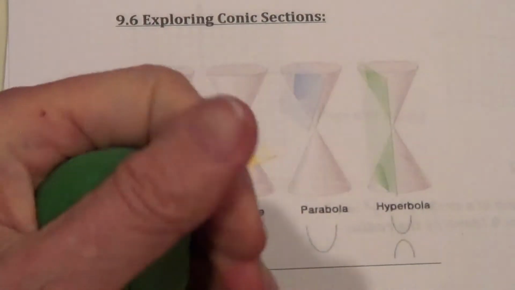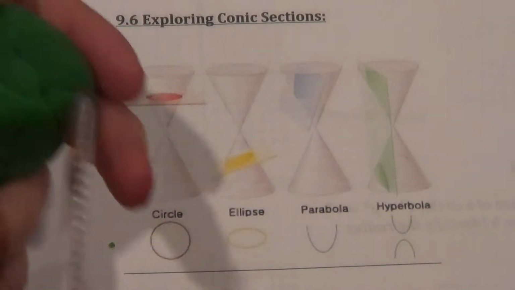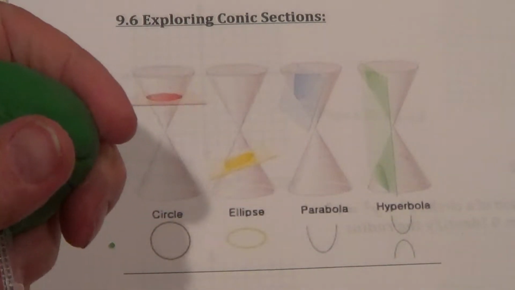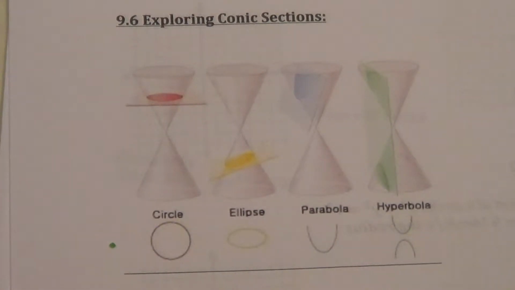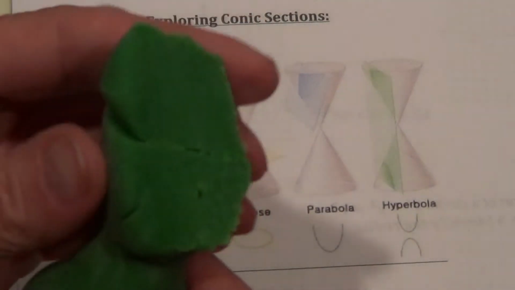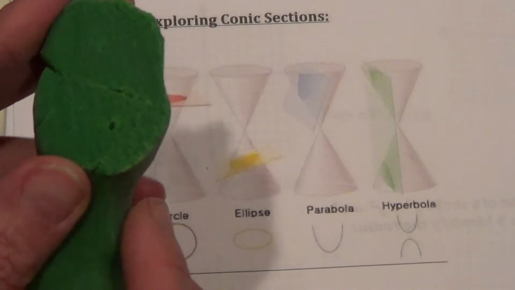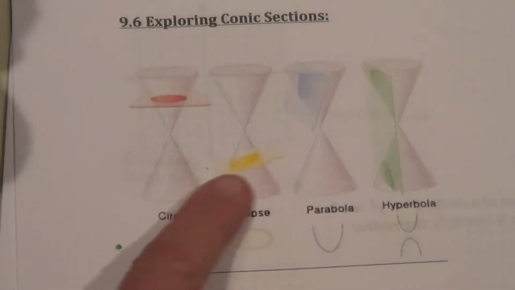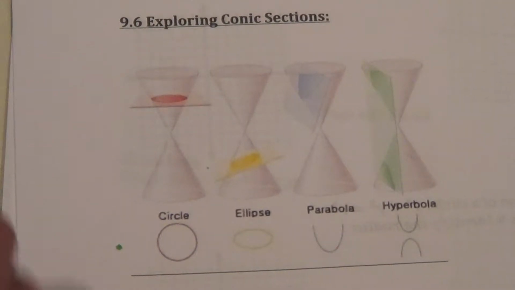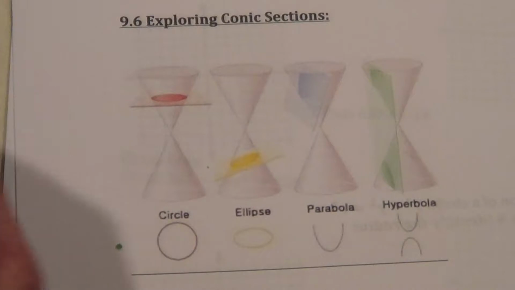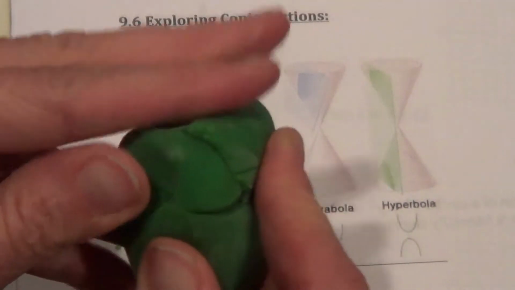Okay, now let's say instead of going straight through it, we went through it at an angle. Now we ask ourselves, well, what kind of shape would that make? As you can see, if we slice through it with an angle, we get an ellipse. Ellipse is this egg-type shape. So now let's put it back together. This poor cone. It's not looking real good.